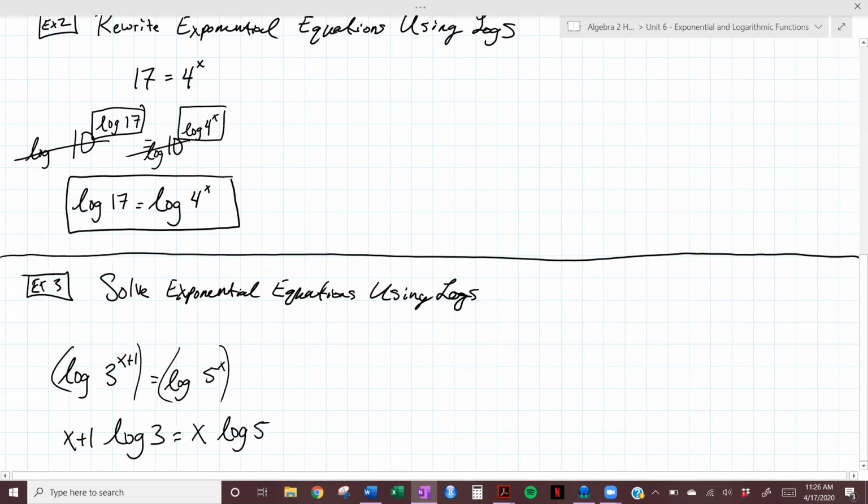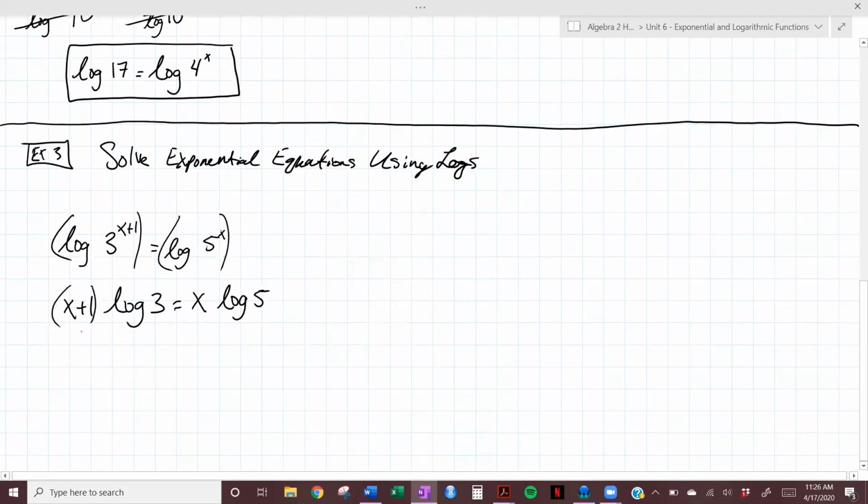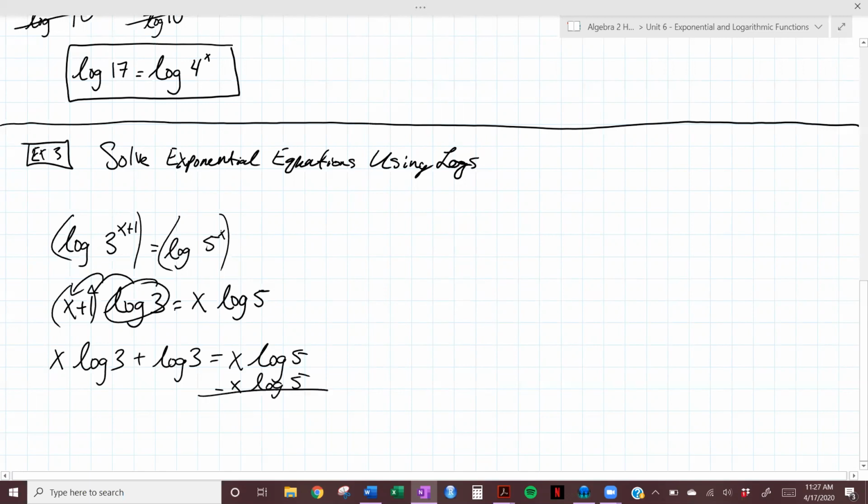Now we take this log of 3 and distribute it. So this is x times log of 3 plus log of 3 equals x log of 5. Okay, so we need to get our x's on the same side, right? So I would subtract x log of 5. So this is x log of 3 plus log of 3 minus x log 5 equals 0.